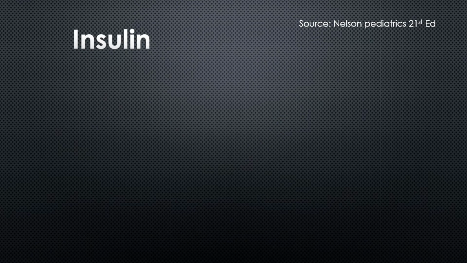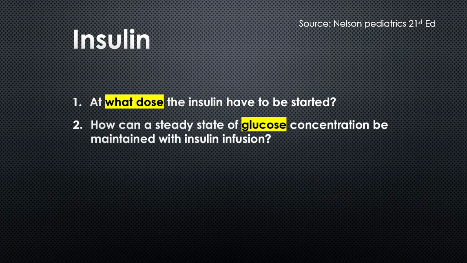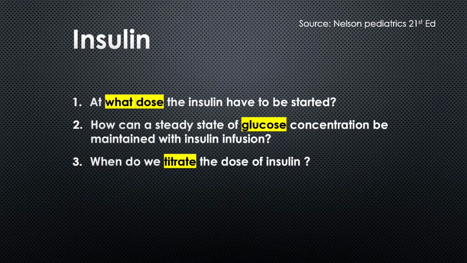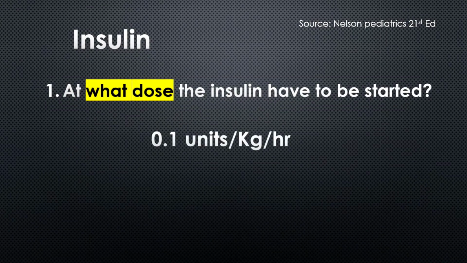So starting with the insulin, we have three main questions in mind. Number one, at what dose does the insulin have to be started? Number two, how can a steady state of glucose concentration be maintained with insulin infusion? And when do we titrate the dose of insulin? So coming to the first question, insulin is started at the rate of 0.1 units per kg per hour.